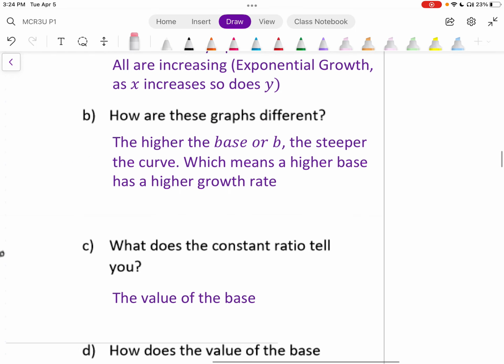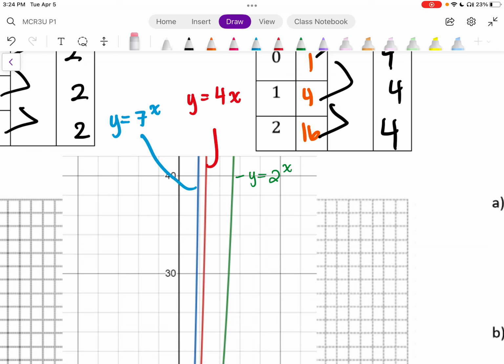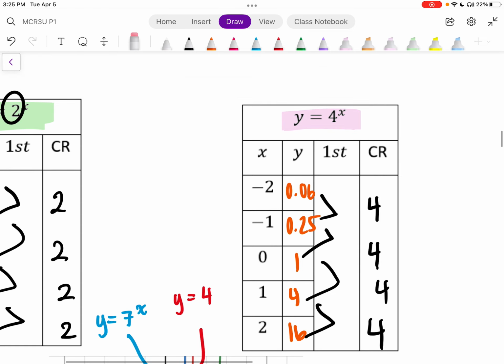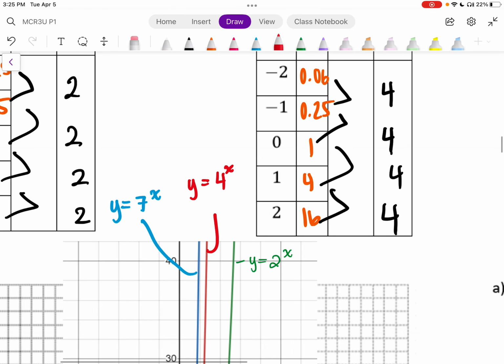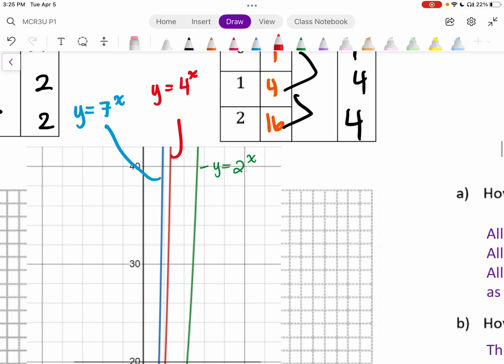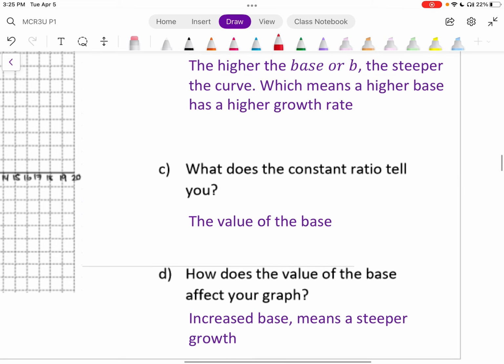Okay. How are these graphs different? Some of them are increasing faster. So you'll actually notice that compared to the y equals 2^x, the y equals 4^x, and the 7^x, the larger the base is, so the larger our big number here is, right? The steeper the increase. So the more of a curve, the more growth is happening in a smaller increment of time. Okay, so that's something that you can mention there, right?